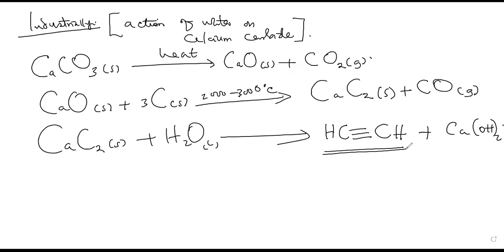Also, partial oxidation of methane can produce ethyne, but those are the main methods. Now, when you hydrolyze magnesium carbide, you get propyne. We shall get there, so I won't go beyond this. These are the methods of preparation of alkynes.